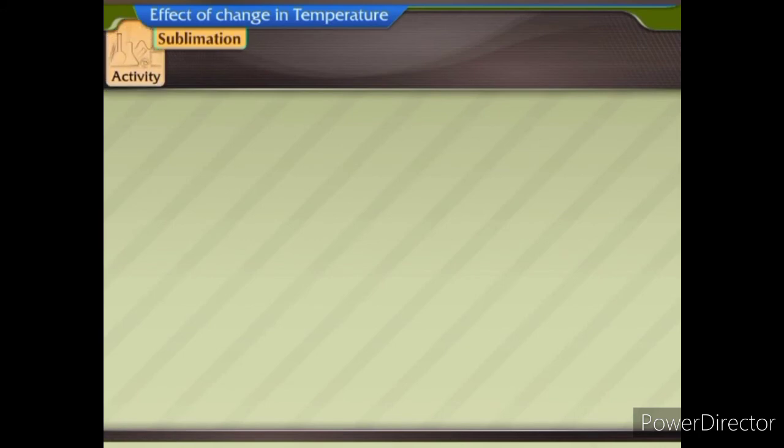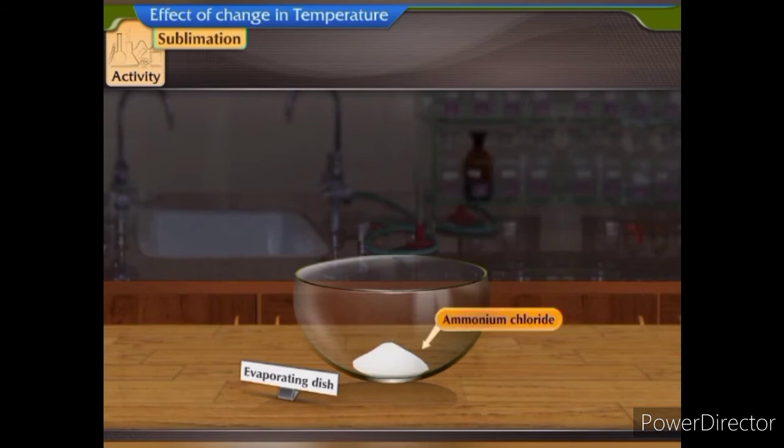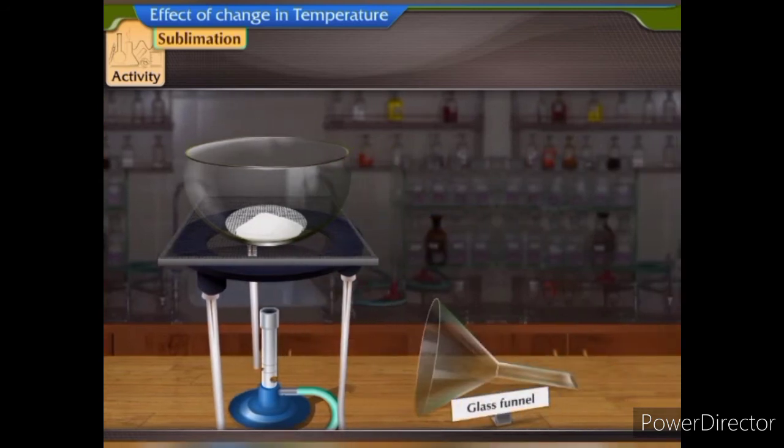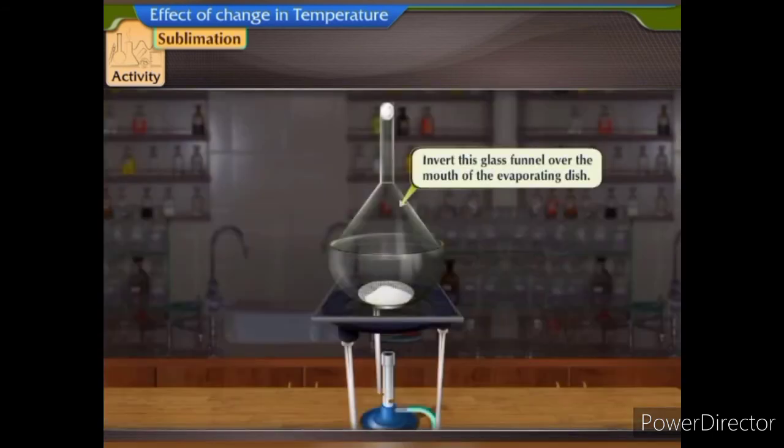Let us perform an activity. Take an evaporating dish. Put some ammonium chloride in it. Place the evaporating dish over wire gauze kept on a tripod stand. Take a glass funnel and plug the opening in the stem of the funnel with cotton. Invert this glass funnel over the mouth of the evaporating dish.